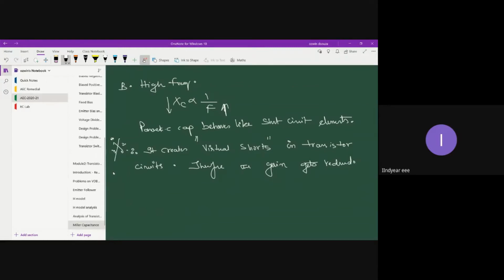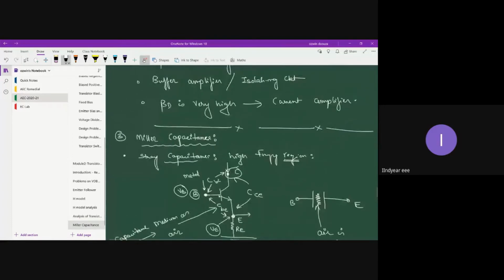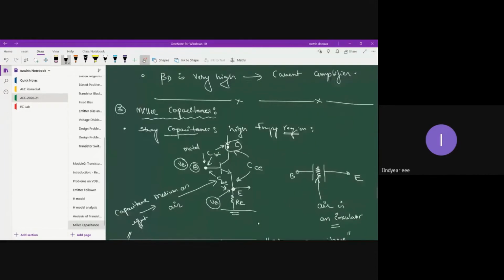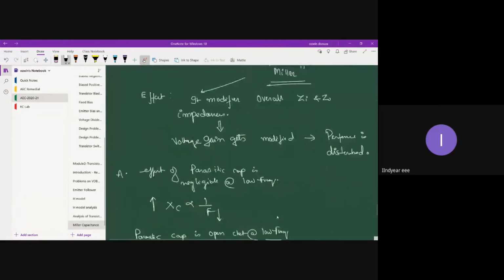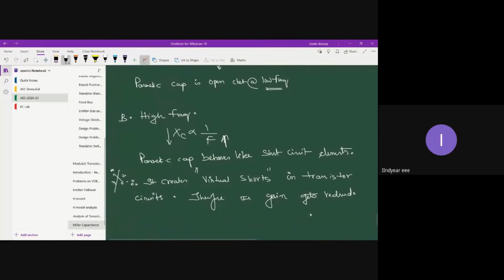So there exists multiple short circuits across the transistor terminals. Okay, there will be a short circuit between base and collector, and emitter, and base and emitter. So due to this virtual short, the voltage gain gets reduced, and the overall gain will be much lower in comparison with the expected value. So this is the effect of parasitic capacitance.